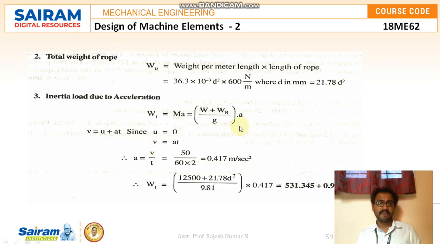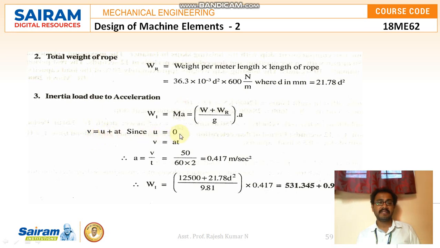So we'll move to the solution. As we discussed in the design procedure itself, all the formulas are noted, so we need to remember them. The first formula is the total weight of the rope, denoted as WR, which is weight per meter length into length of the rope. So 36.3 into 10 power minus 3 d square, that is the weight per meter, and length is 600. So we will be getting WR as 21.78 d square. Next, the inertial load due to acceleration, WI, which is equal to ma, that is (W plus WR) by g into a. Acceleration is not given, so I will be using the equation V is equal to U plus at.